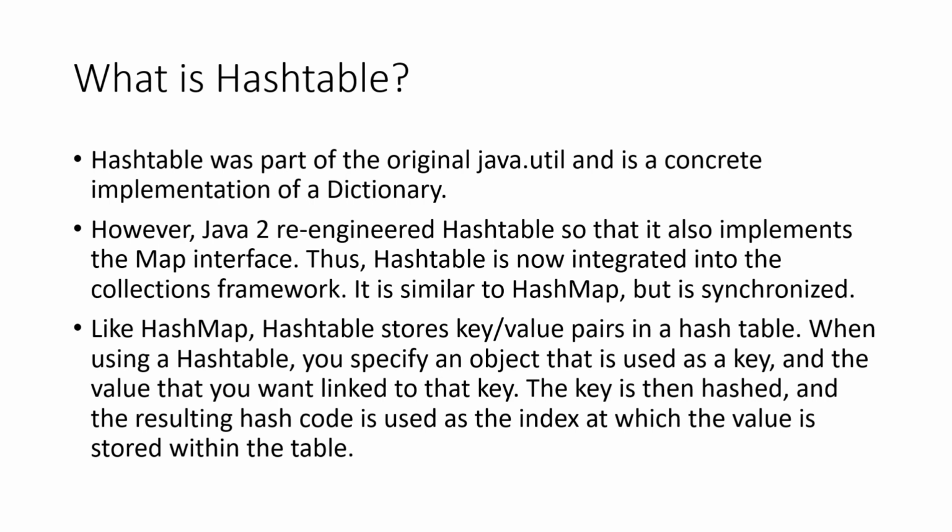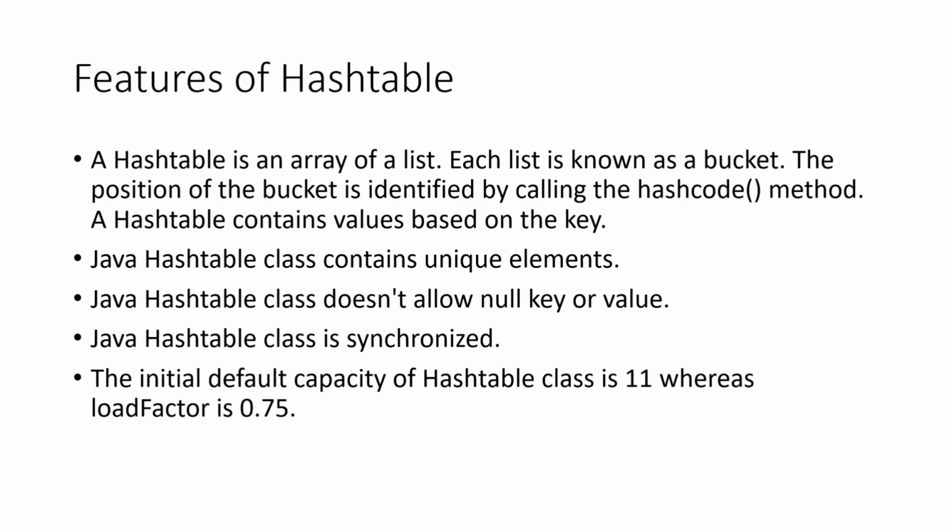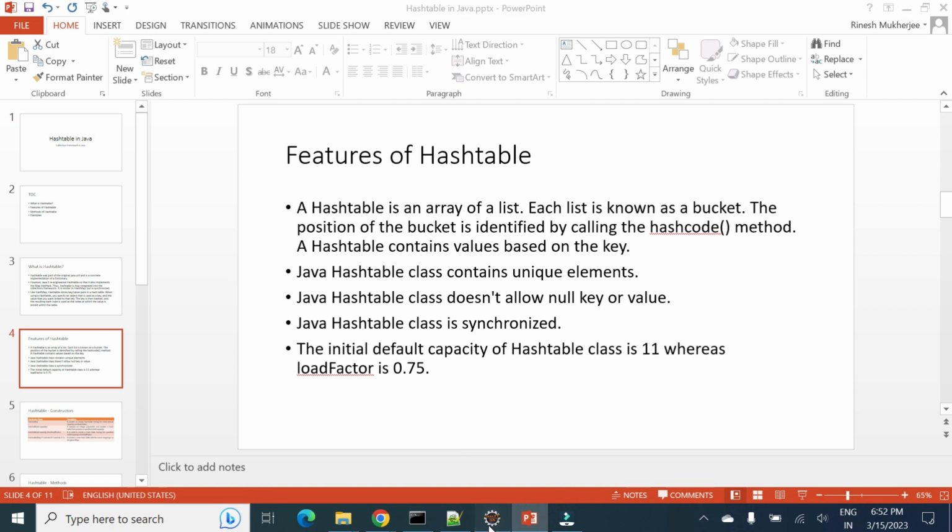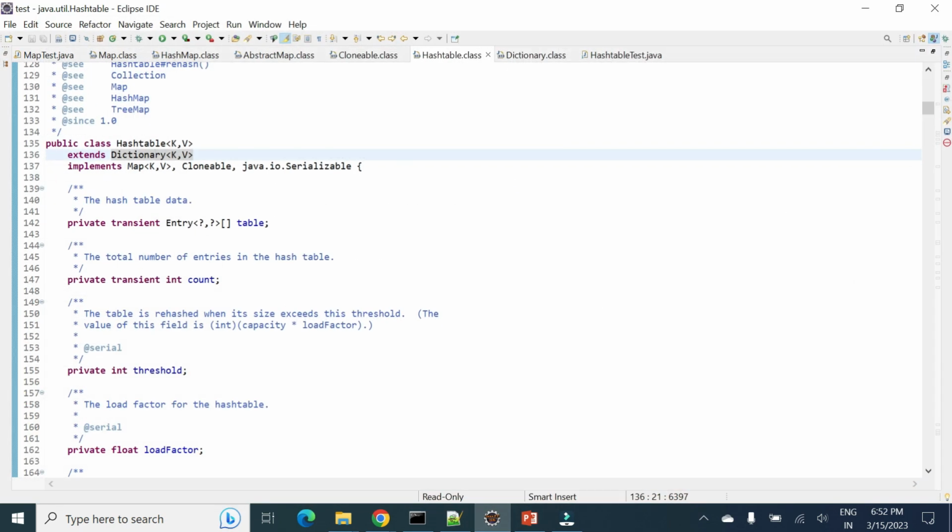If you look closely, the t in hash table is a small character, not a capital T. So please remember that the naming convention is not properly maintained in Java: in Hashtable, the t is small. Now before going to the features, let's go to the Hashtable class itself, the source code.